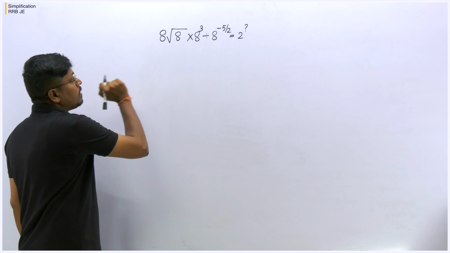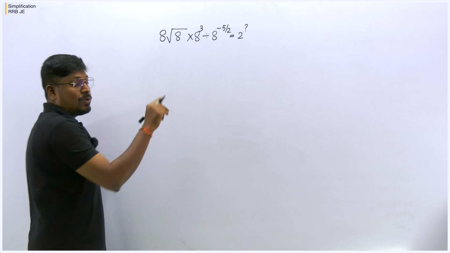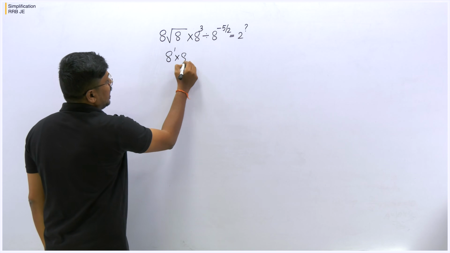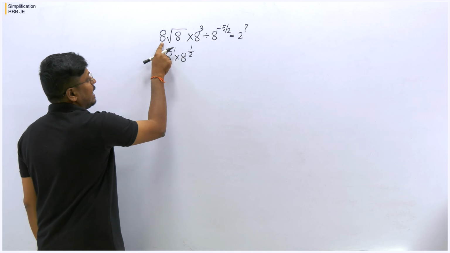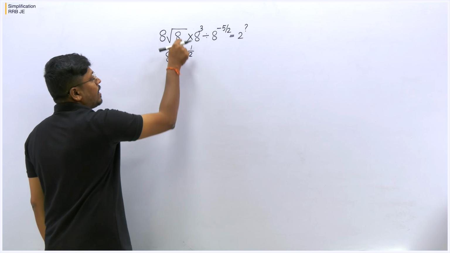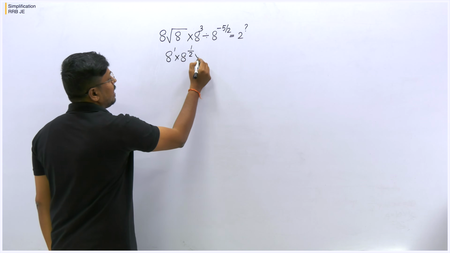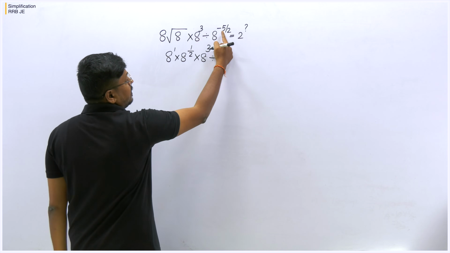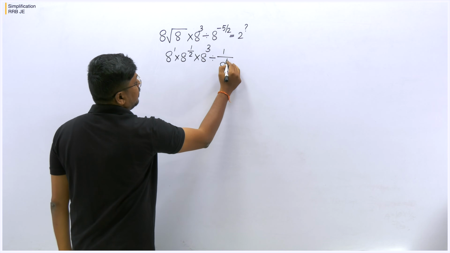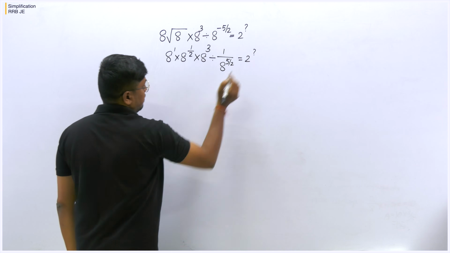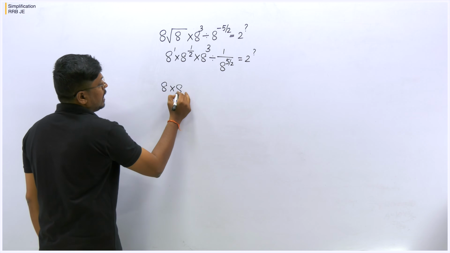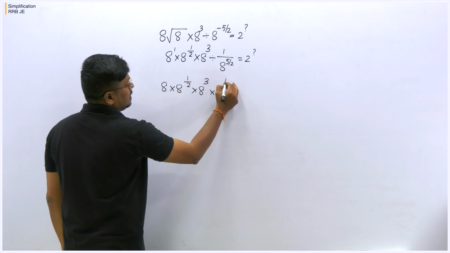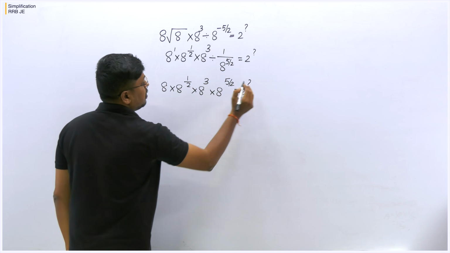First, we can't take the square root of 8 because it's not a perfect number. So this can be written as 8 power 1 into 8 power 1 by 2. We can split this number as 8 into square root of 8, and the square root of 8 is nothing but 8 power 1 by 2. The remaining number that we have is 8 cube. Usually, if it is a power, we can write this as 8 power 5 by 2, is equal to 2 power question mark. So again, 8 into 8 power 1 by 2 into 8 cube, converting division into multiplication, 8 power 5 by 2, is equal to 2 power question mark.